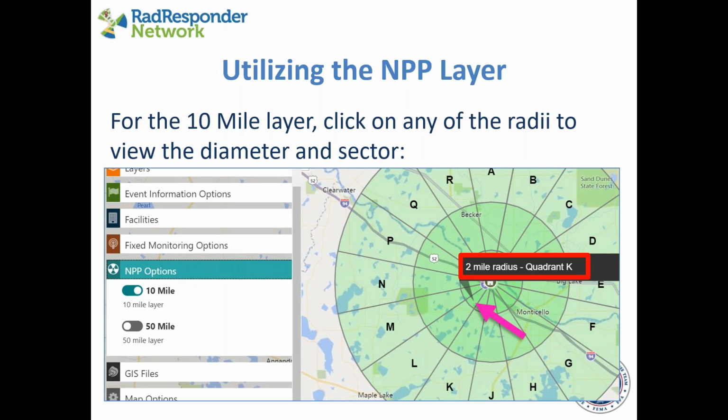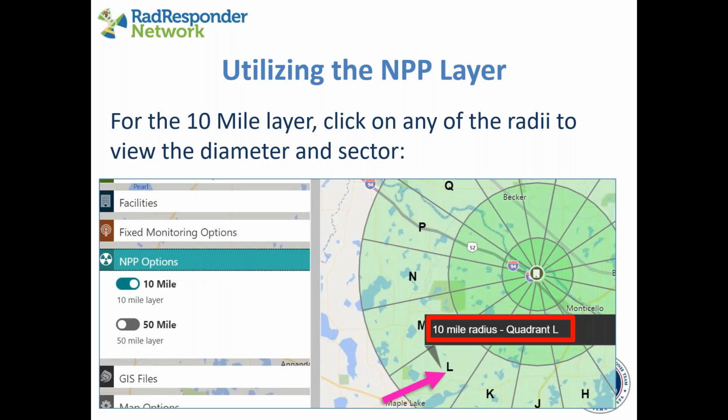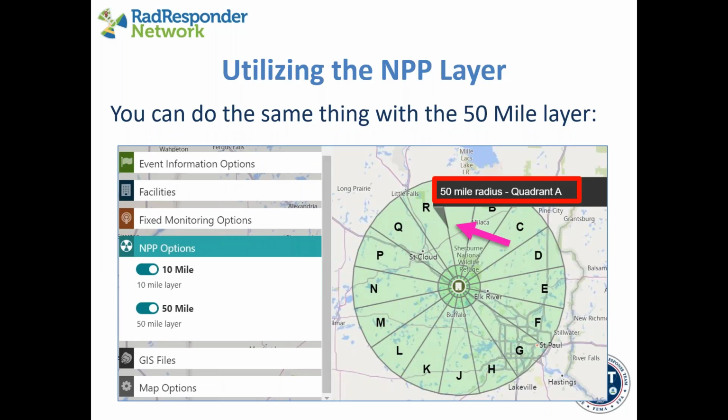I can click on any of the radii to view the diameter and sector. So for example, if I click here, it's going to show me that I'm in the 2-mile radius of quadrant K. Here, if I click in the 10-mile radius, it's going to tell me that I am in quadrant L. Now I have the 50-mile layer turned on. And same thing goes with this. If I click on any of the sectors at any point, it's going to tell me the radius that I'm in and the quadrant. So I'm in the 50-mile radius of quadrant A right here.